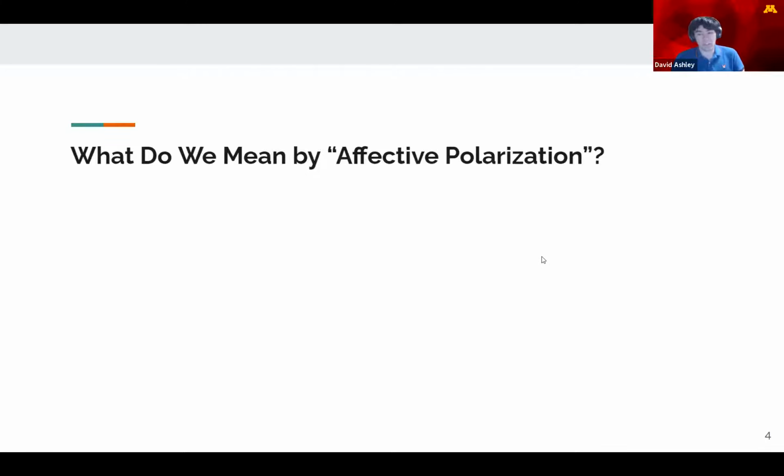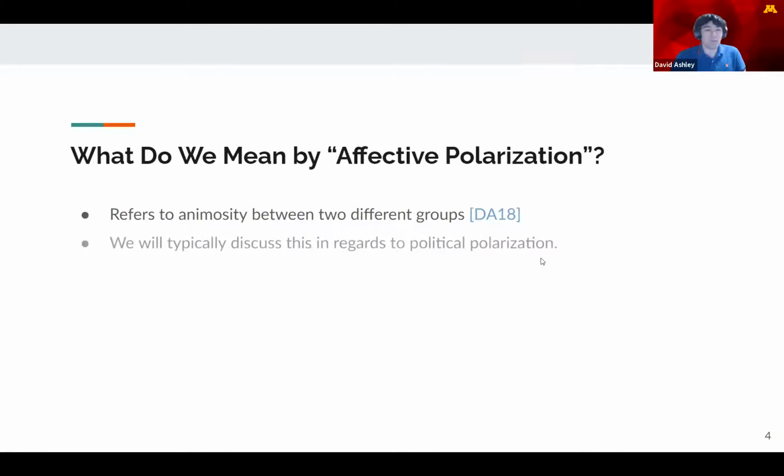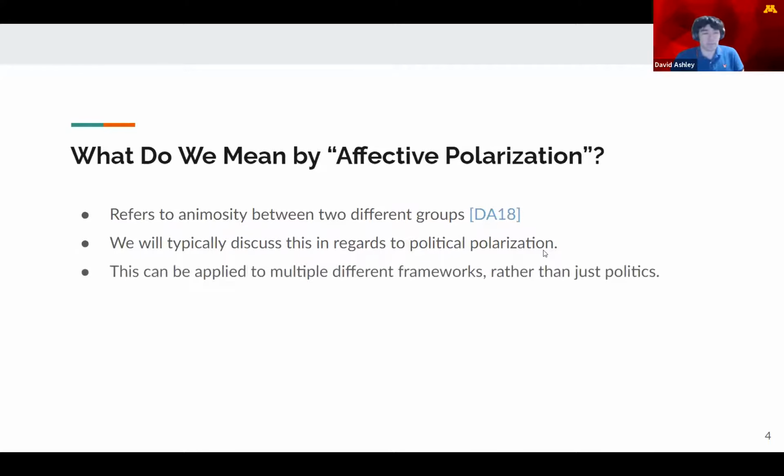All right, shifting tacks now. What do we mean by affective polarization? This specifically refers to the animosity between two different groups. We'll typically discuss this in terms of political polarization, although this can be applied to multiple different frameworks rather than just politics.